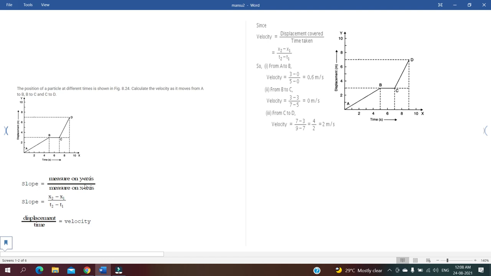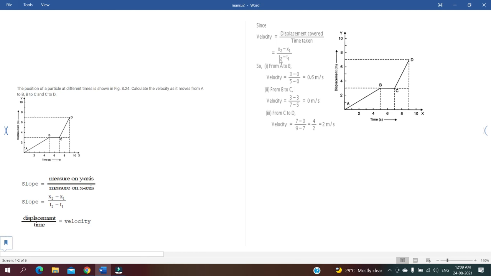So slope is measured on the y-axis upon measured on the x-axis, or you can say x2 minus x1 upon t2 minus t1. And this x2 minus x1 is nothing but the change in displacement upon change in time. So it indicates the velocity. We can say the slope of a distance-time graph gives us the velocity. So if you have to find the velocity, we will find its slope, or we will see change in displacement upon change in time, x2 minus x1 upon t2 minus t1.